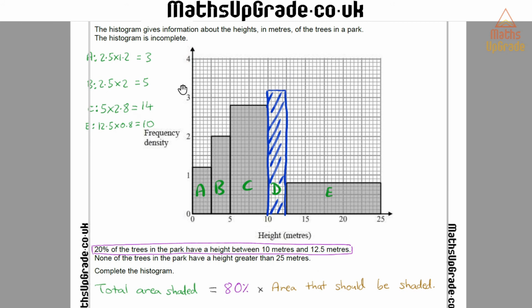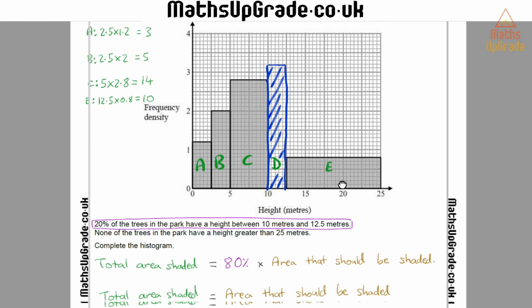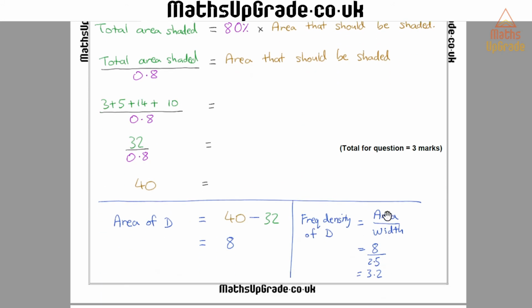So to find the frequency density, which is given by this formula here, I need to do the area, which is 8, divided by the width, which is 2.5. And the answer there is 3.2. If you're not sure how to do that, try using short division, or just simply manipulate this fraction so that you can multiply the top by 2, multiply the bottom by 2. That will give you 16 divided by 5, which is 3.2.